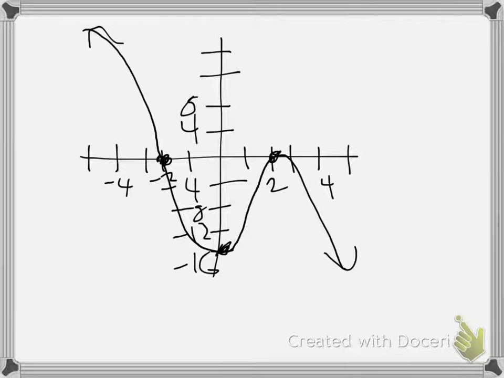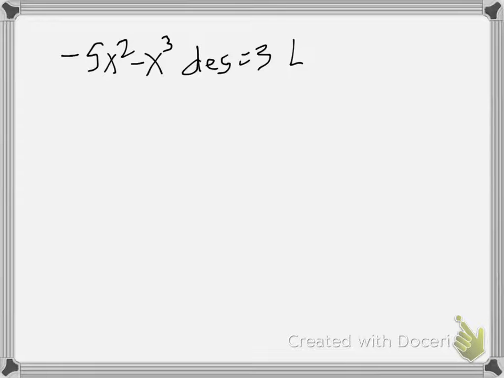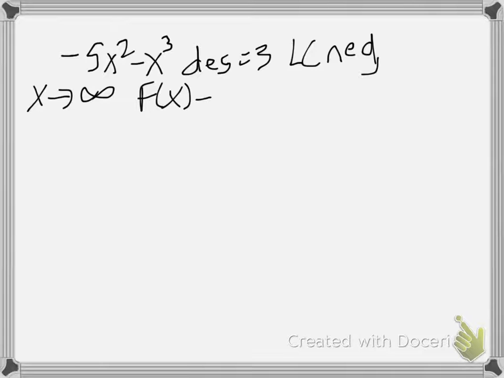Okay, so now let's look at number 2. We have -5x squared minus x cubed. Again, the degree is 3, and the leading coefficient is negative. So this is going to be just like the last problem. As x approaches infinity, f of x approaches -infinity. And as x approaches -infinity, f of x is going to approach +infinity.